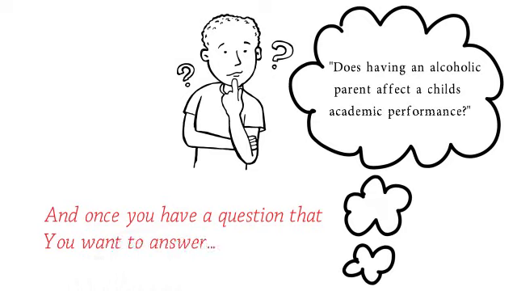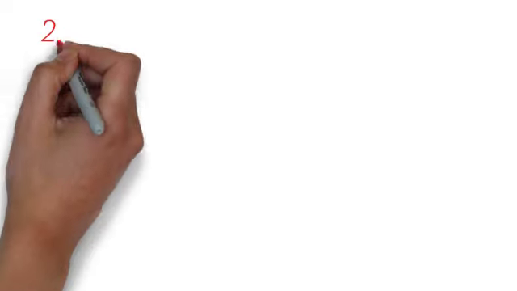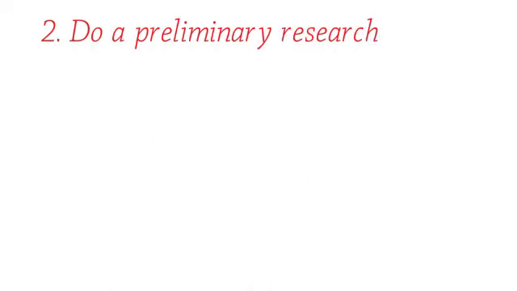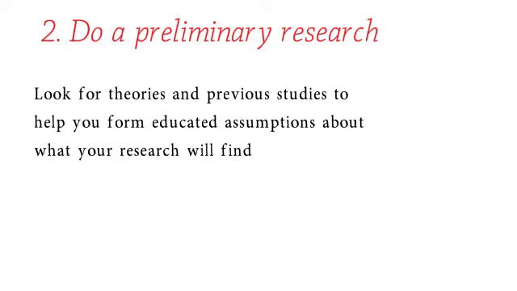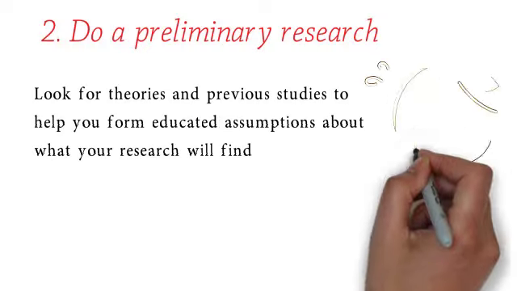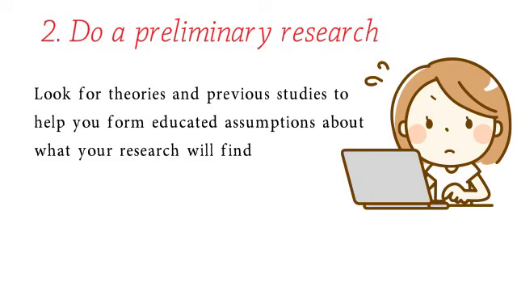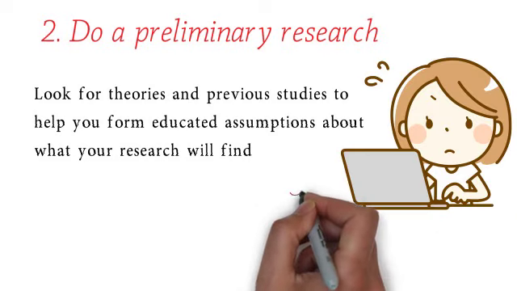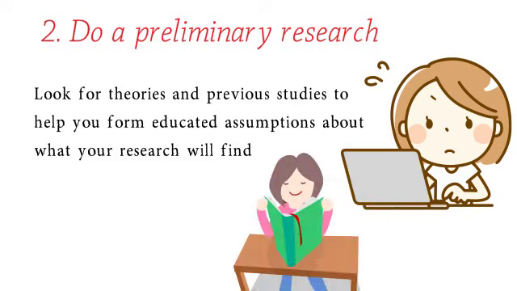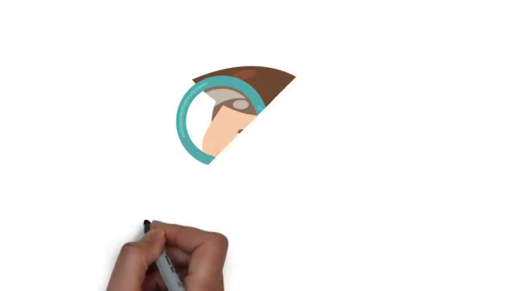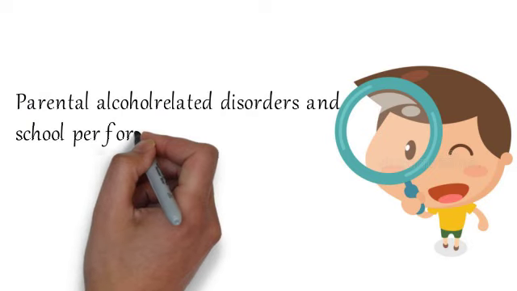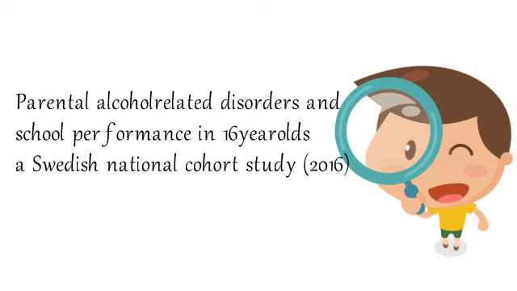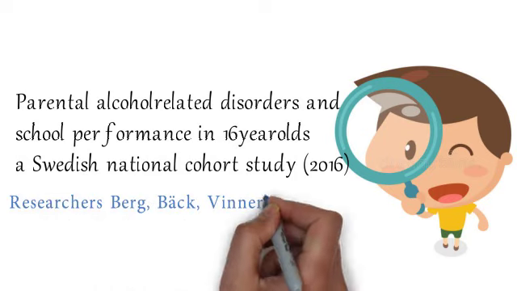And once you have a question that you want to answer, you must now do a preliminary research. You must look for theories and previous studies to help you form educated assumptions about what your research will find. You will need to back up your hypothesis with previous studies or even theories to form an educated assumption. And in our case, we found a study entitled Parental Alcohol Related Disorders and School Performance in 16 Years Old, a Swedish national cohort study.